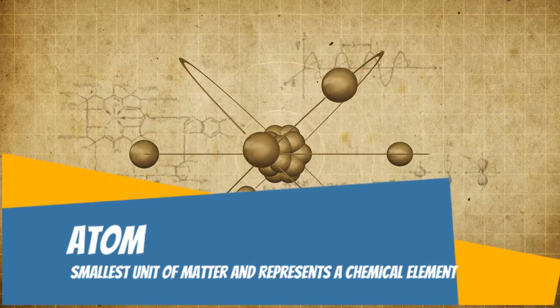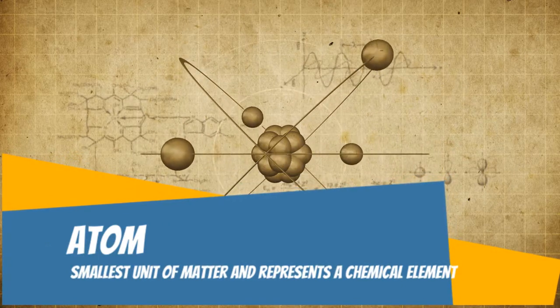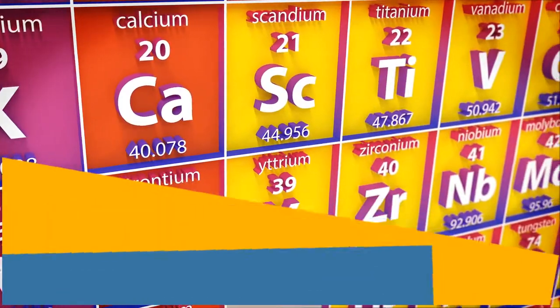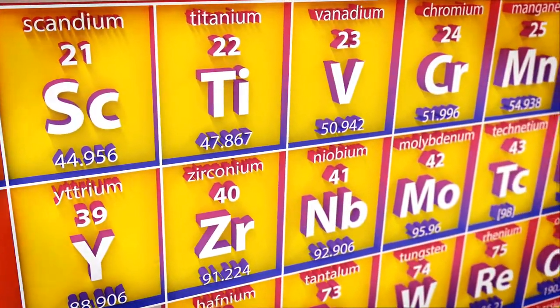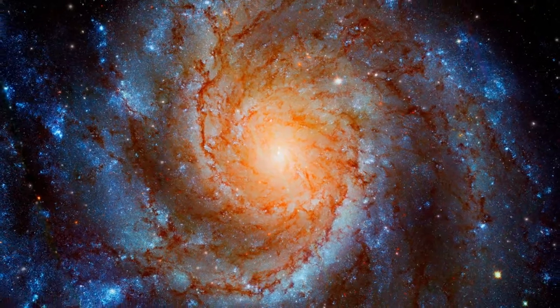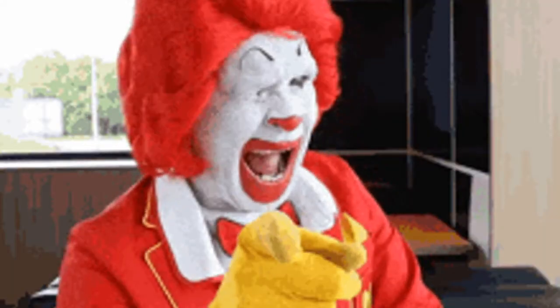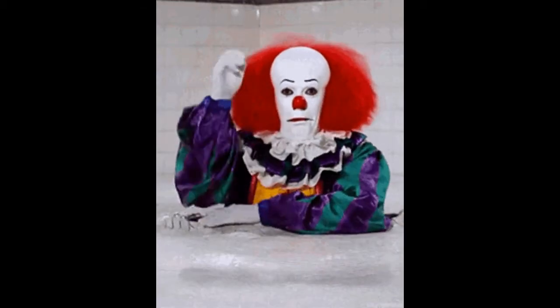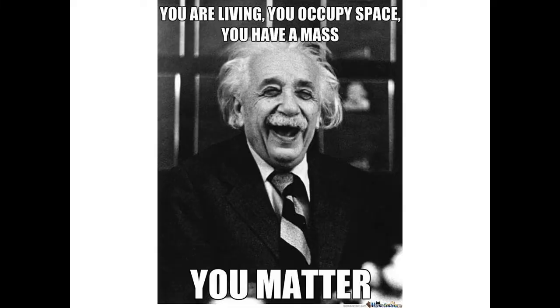An atom is the smallest unit of matter and represents a chemical element. Everything in the universe matters except clowns. They don't matter. I'm sorry. Back on track. Everything has matter, meaning everything is made of atoms.